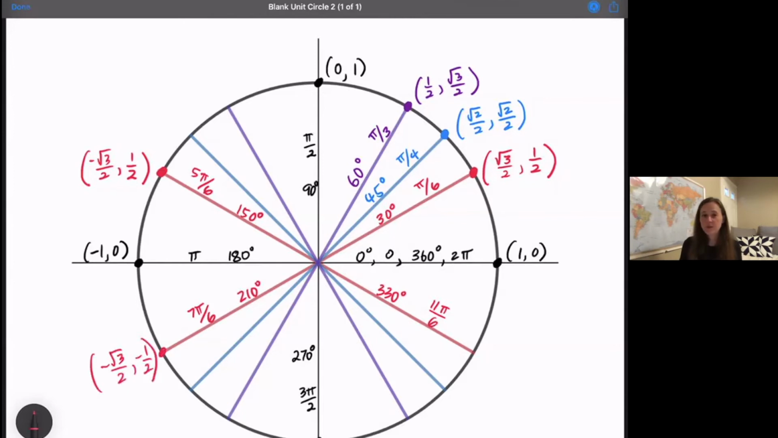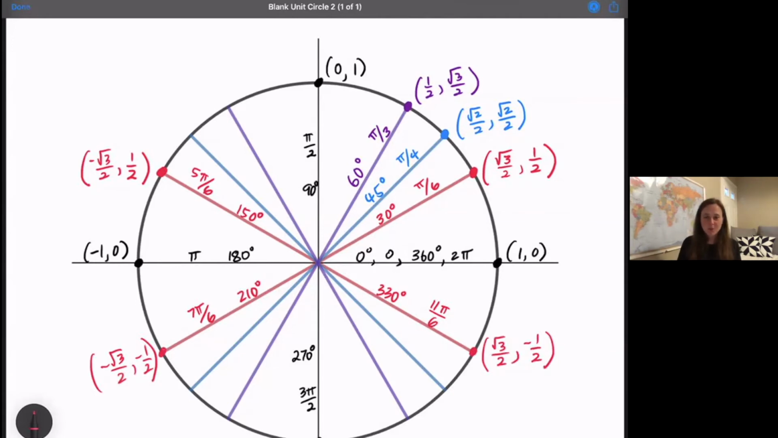And then for 330 degrees, I have to go positive in the x direction, so positive √3 over 2, and I've got to go down, so negative 1/2. We're going to do the same thing for all of the blue spokes for 45 degrees and all of the purple spokes for 60 degrees.